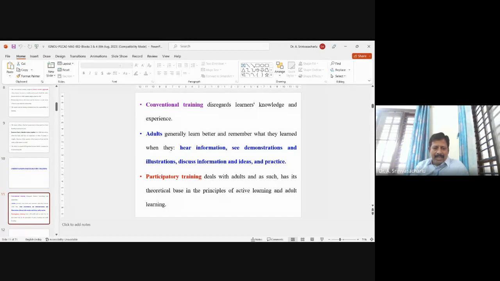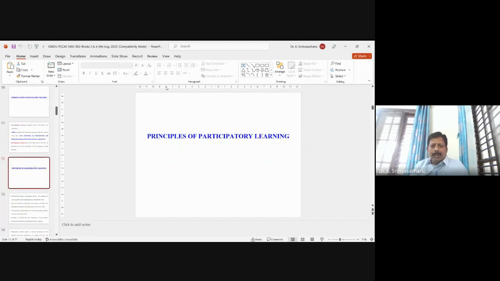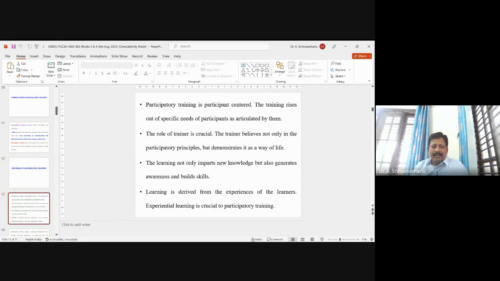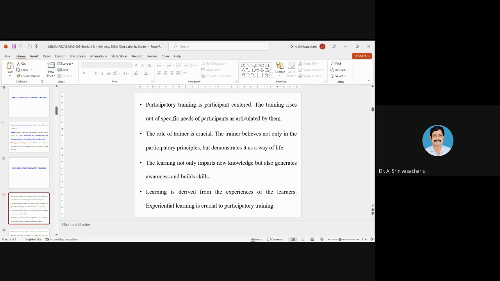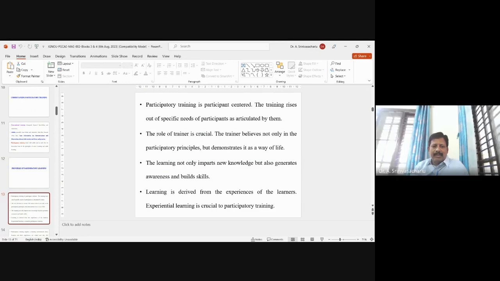Okay. Then the next slide, I've shown principles of participatory learning. So here I've shown that participatory training is participant centered. It arises out of the specific needs, in general, of the vast majority of the people. And the role of the trainer is very, very important. In fact, not only the role, the personality of the trainer should believe in the principles of participatory training.